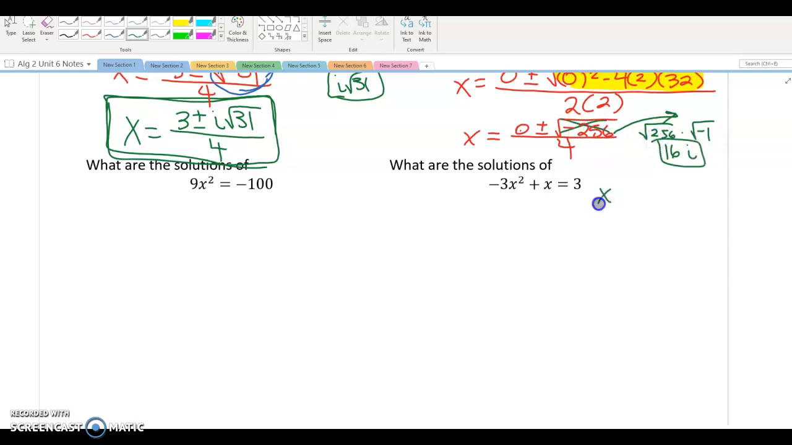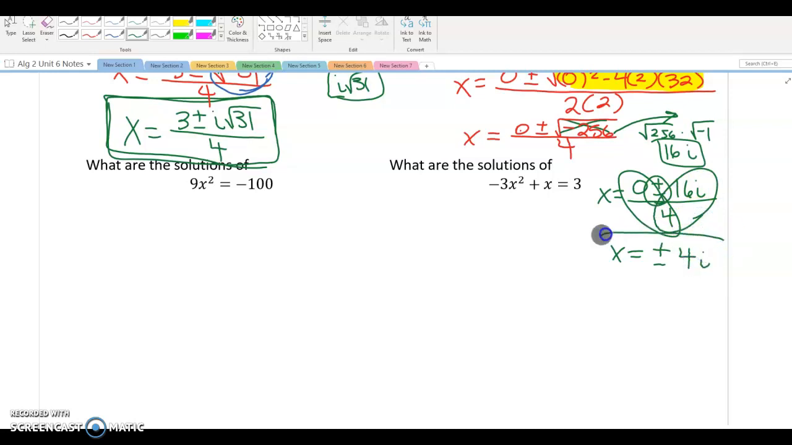So it'll be x equals 0 plus or minus 16i all over 4. So now, what do we do? Reduce it. We want to see if we can reduce. So what's 0 divided by 4? 0. I'm just going to drop down my symbol, plus or minus. And now what's 16i divided by 4? 4i. And we're done.